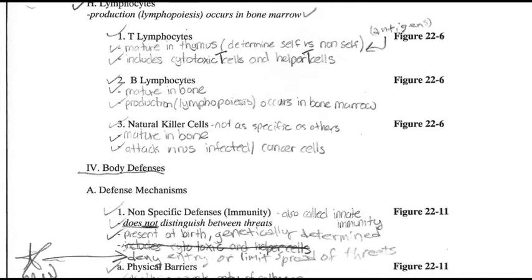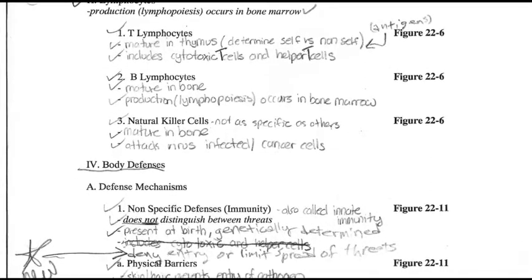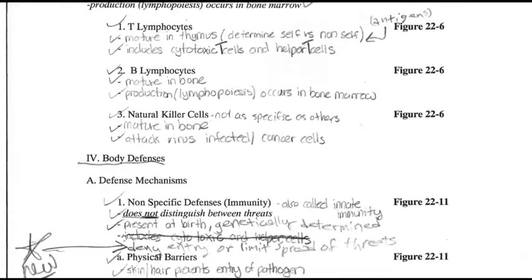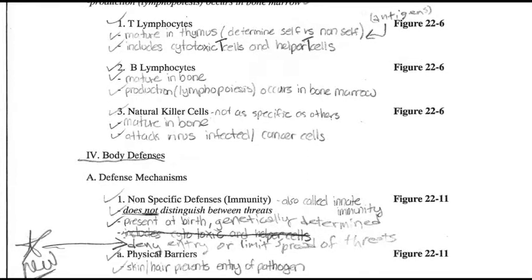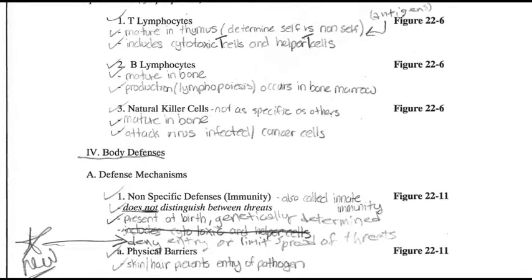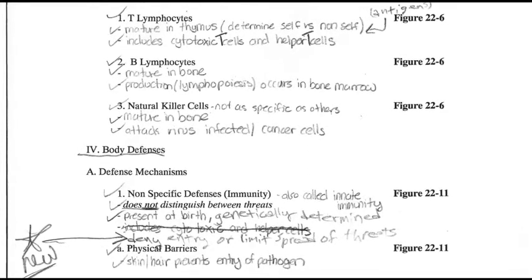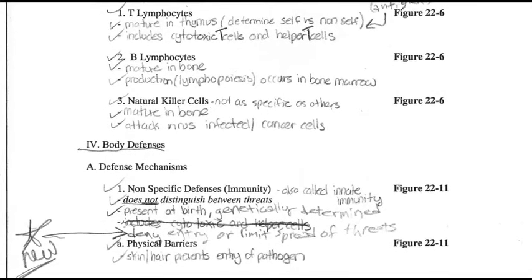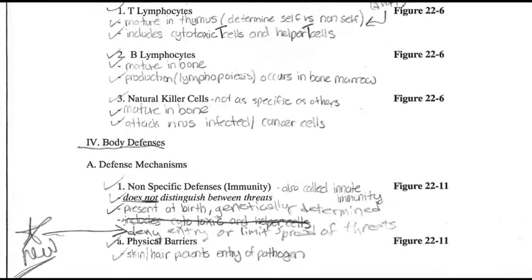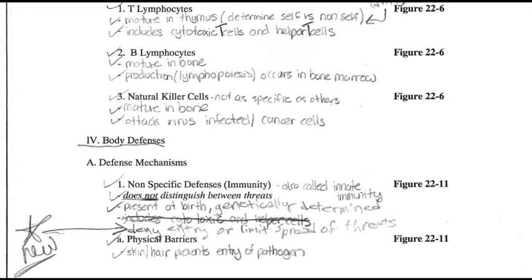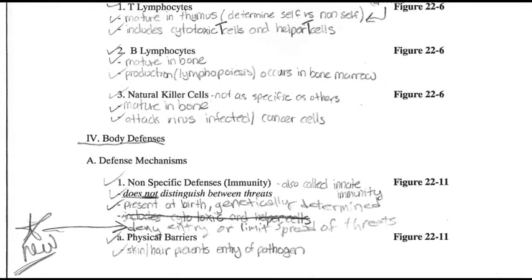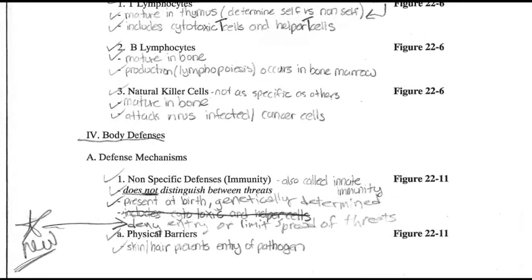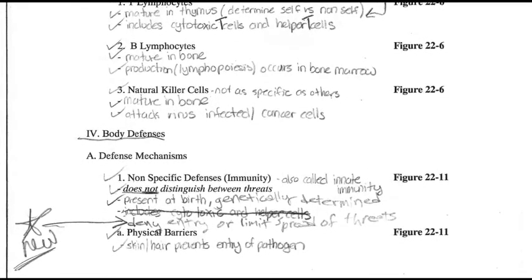Body defenses. A. Defense mechanisms. 1. Nonspecific defenses, immunity. This is also called innate immunity. Innate immunity does not distinguish between threats. Innate immunity is present at birth, and it is genetically determined. It can deny the entry or limit the spread of threats.